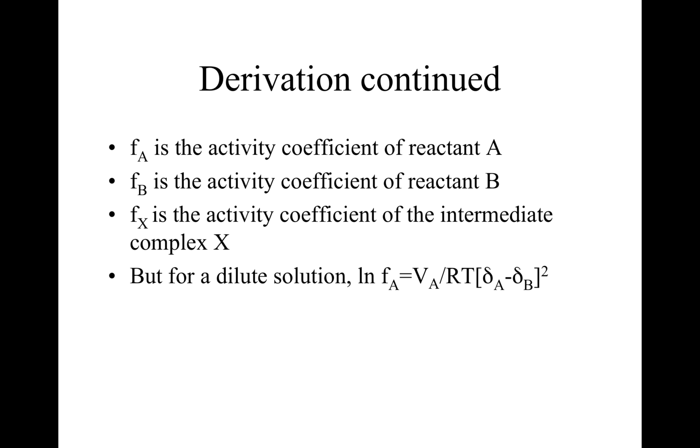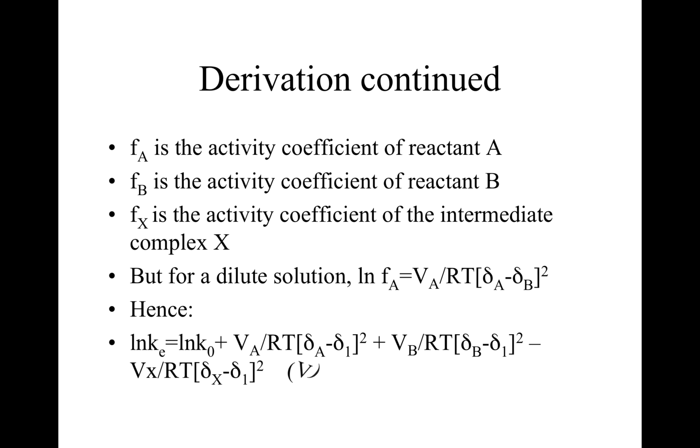But for a dilute solution, ln FA is equal to VA over RT times (δA − δ1)². Consequently, ln Ke becomes equal to ln K0 + VA/RT (δA − δ1)² + VB/RT (δB − δ1)² − VX/RT (δX − δ1)². Roman numeral 5.